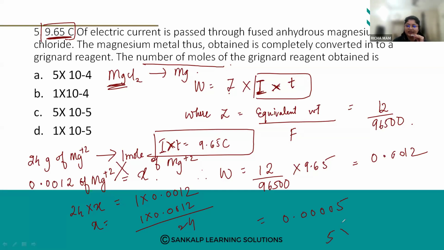So it is 0.00005. That is 5 into 10 raised to minus 5 moles, counting the places: 1, 2, 3, 4, 5. So it is 5 into 10 raised to minus 5. Option number C. Yes, you have got it correct. It is option number C. So the number of moles of Grignard reagent produced is 5 into 10 raised to minus 5. I hope this is clear.